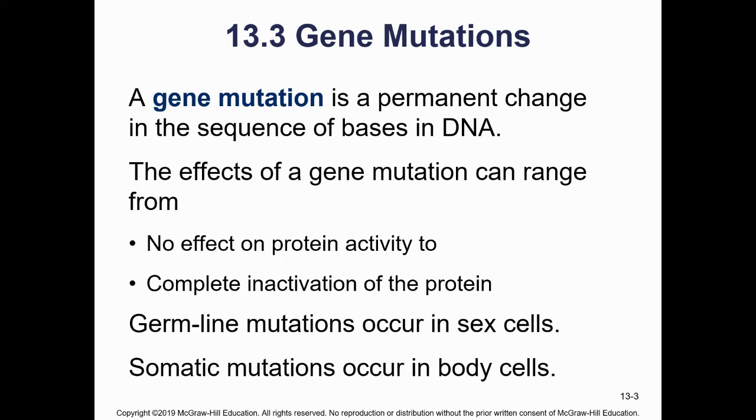So germline mutations occur in sex cells. The mutation has to occur in a sex cell in order to be passed on to the offspring. Somatic mutations occur in body cells. We don't pass on our body cells to our offspring. They get all of their genetics, all of their DNA, all their chromosomes, everything through the sperm and the eggs. So only changes in the tissue that produce sperm and eggs can be passed on.